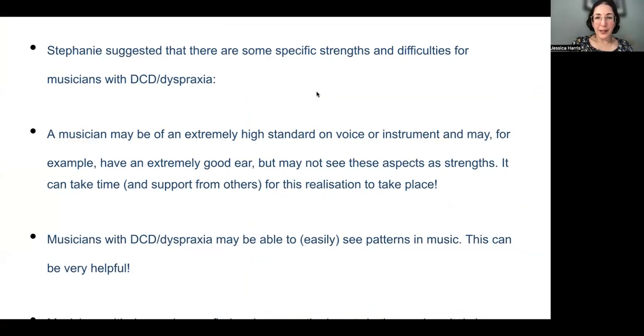So here are some of the kernels of what Stephanie has suggested. She suggested that there are some specific strengths and difficulties for musicians with DCD or dyspraxia. A musician may be of an extremely high standard on voice or instrument and may, for example, have an extremely good ear, but may not be able to see these aspects as strengths. It can take time and support from others for this realization to take place. That's so important, to have a strength-based focus, to really perceive all the things that you are so good at and all your strengths first and foremost. And musicians with DCD and dyspraxia may be able to easily see patterns in music, and this can be really helpful.